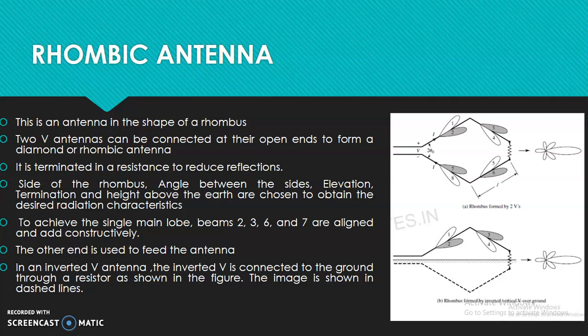In an inverted V antenna, the inverted V is connected to the ground through a resistance as shown in the figure. Look, an inverted V which is shown by the dashed lines. That is, an inverted V is connected to the ground through a resistance as shown in the figure.